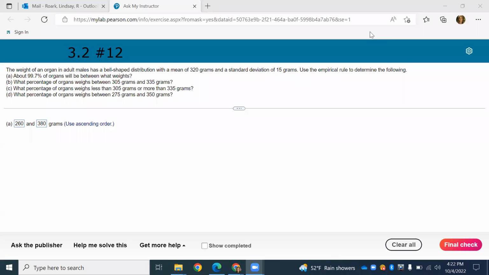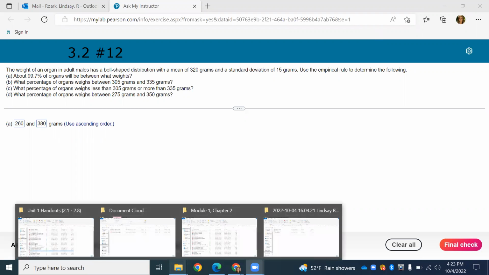So 3.2 was a particularly challenging section. It is every time we take this class because it not only introduces standard deviation, but then it also starts introducing the empirical rule. So one quick note, the empirical rule will be given to you on your formula sheet that you can use for the quizzes and for the tests.